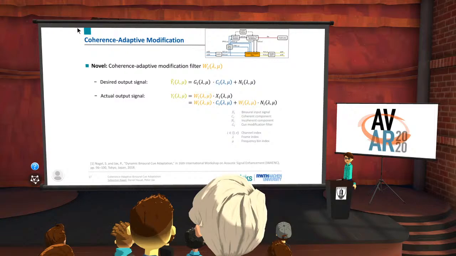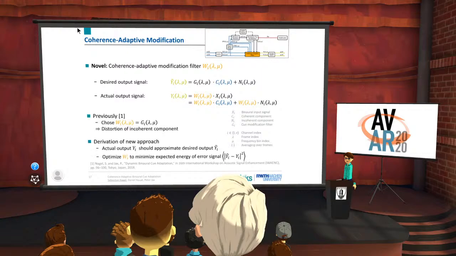And the actual output signal that we can obtain with a linear filter, however, so here the linear filtering coefficient is called Wi, and if we apply this filter to the input signal X, then we apply it to both the coherent and the incoherent components. And since unfortunately we don't have separate estimates of the coherent and incoherent components, all we can do is actually the second case where we apply it to the entire signal, and this can cause the following problem. So previously in the first publication, we just applied this filter to the entire signal, and this means that we do modify the coherent component as is desired, and we modify the direction, but we also distort the incoherent component.